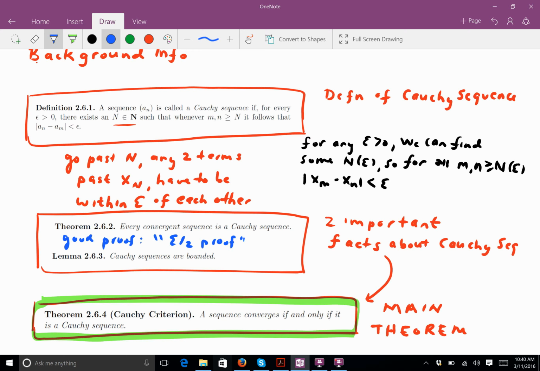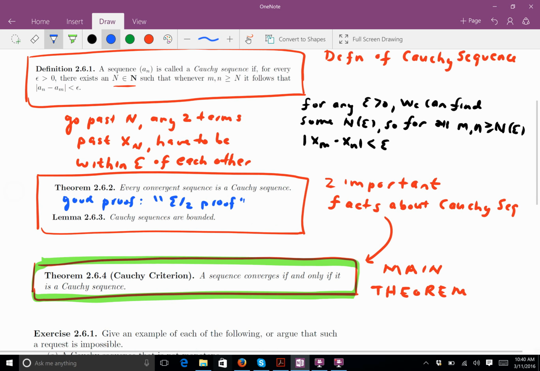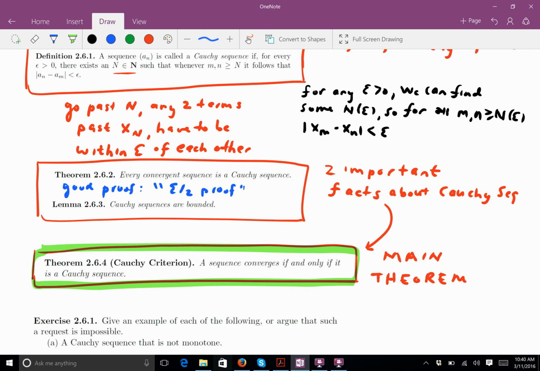And the second fact is that Cauchy sequences are bounded. That's not too difficult to show. So these are two important facts about Cauchy sequences. And the reason why we care about these facts is using these two facts we can prove a very important theorem. And it says that a sequence converges if and only if it's a Cauchy sequence.